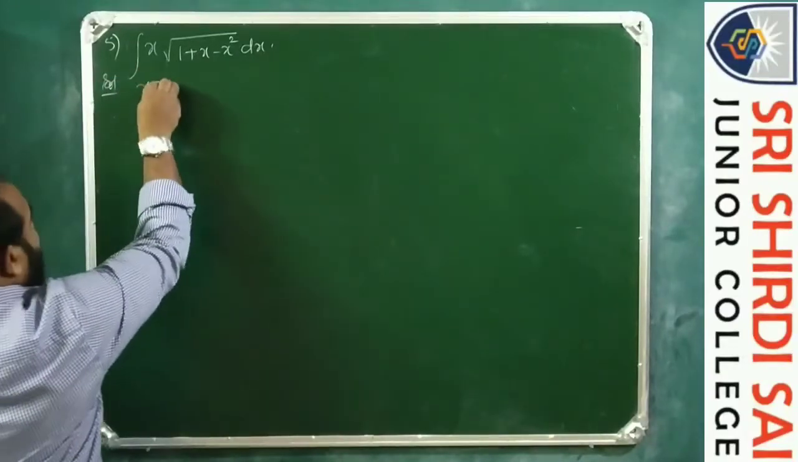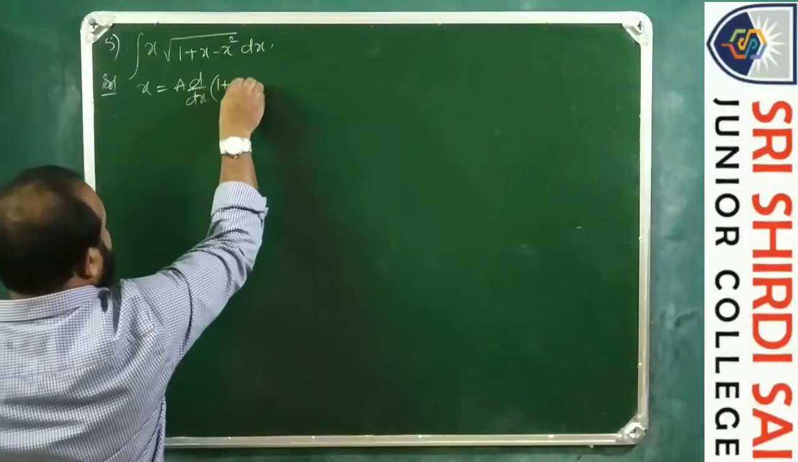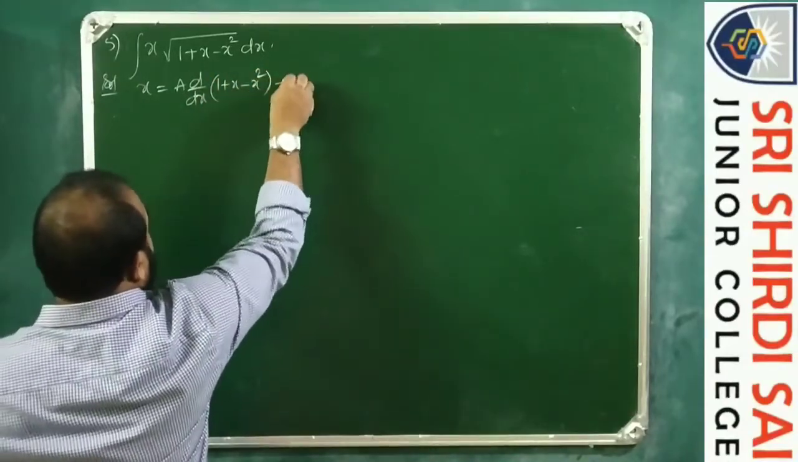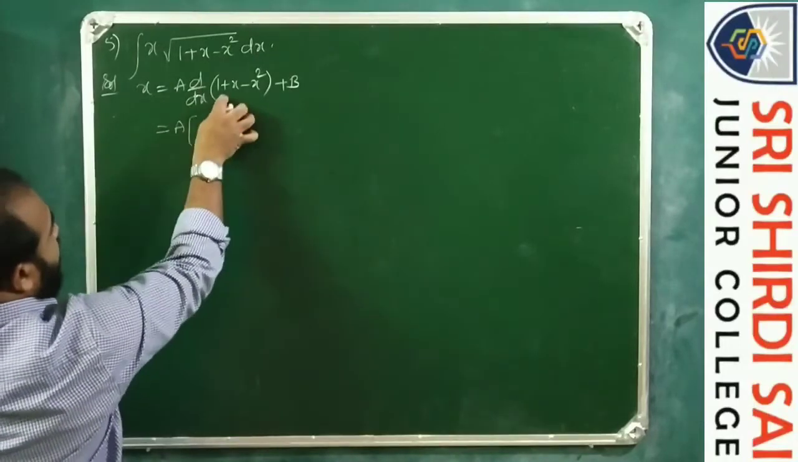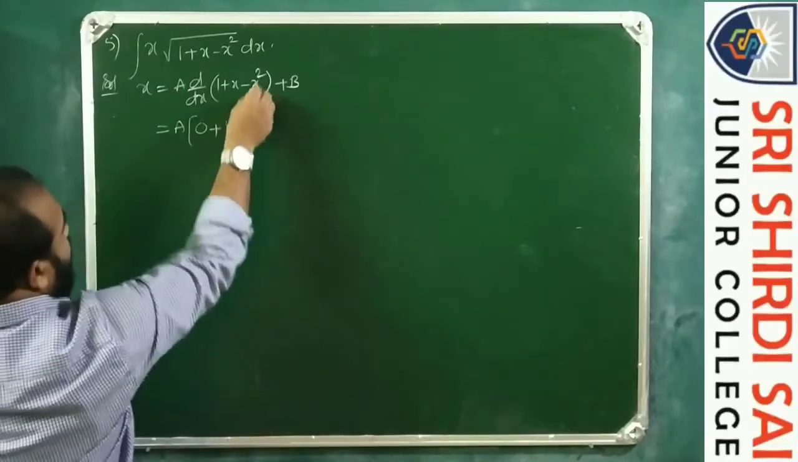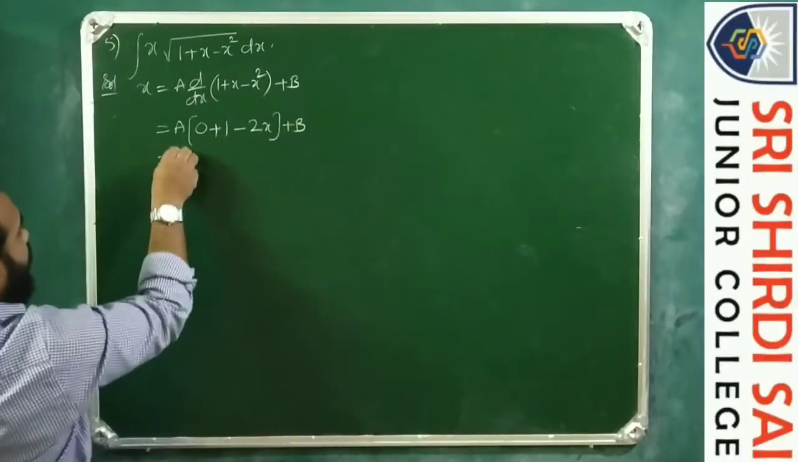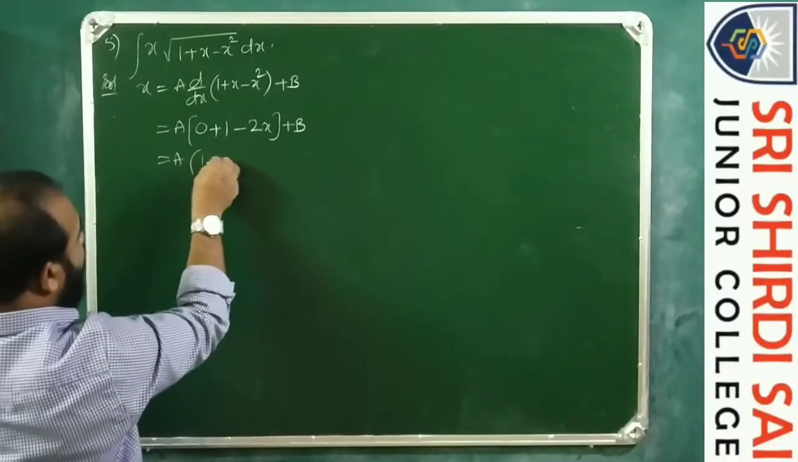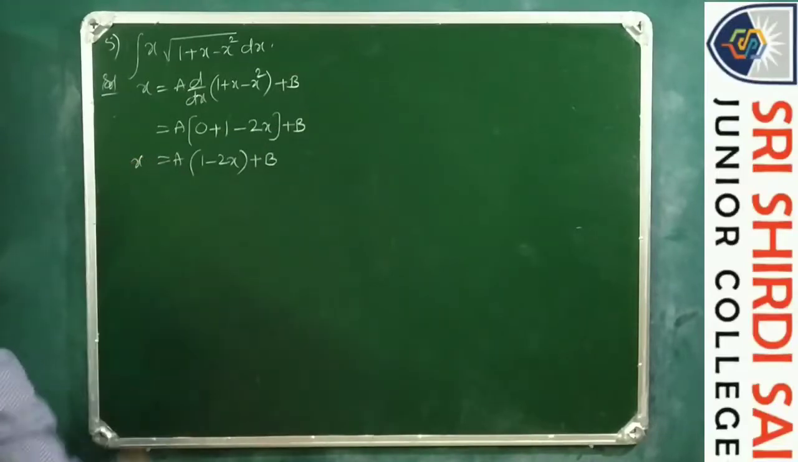So linear here is x, which equals a into d by dx of the quadratic 1 plus x minus x square, plus b. So a into d by dx of 1 is 0, plus d by dx of x is 1, minus d by dx of x square is 2x, plus b. So this is a into 1 minus 2x plus b, and this equals x.